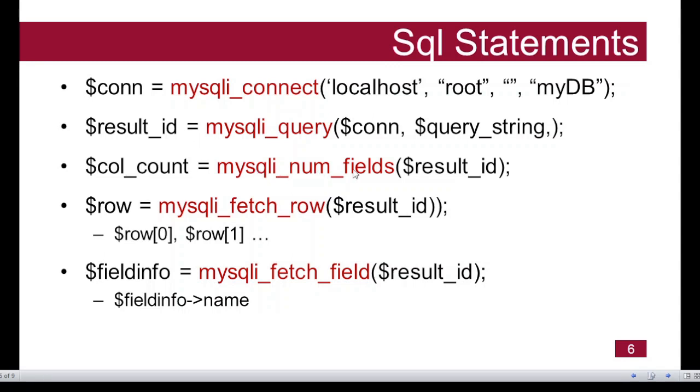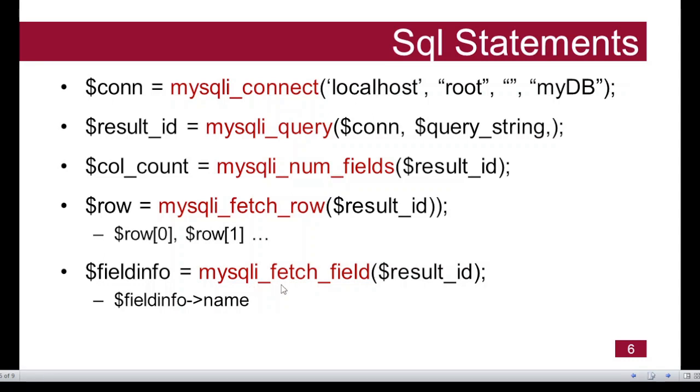Then you have got SQLi num field of this result ID. This gives you the number of fields in the record. இது வந்து column count நம்ம வெச்சுக்க போறோம் நம்ம. Then MySQLi fetch row, this is to fetch one row at a time. The result ID லிருந்து ஒரு row fetch பண்ண போறோம். Since we are using fetch row, the result is fetched as an enumerated array. அப்போ enumerated array அப்படின்னா each field value can be referred using this index 0, 1, 2, 3 etc. So $row of 0 அப்படின்னா first column denote பண்ணும், $row of 1 second column denote பண்ணும்.